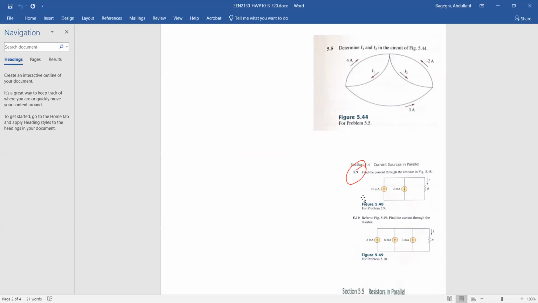So current entering the node. Again, this is one node. So current entering here, current leaving. So it will be 10 equal to 2 plus I. Find the current through the resistance R.